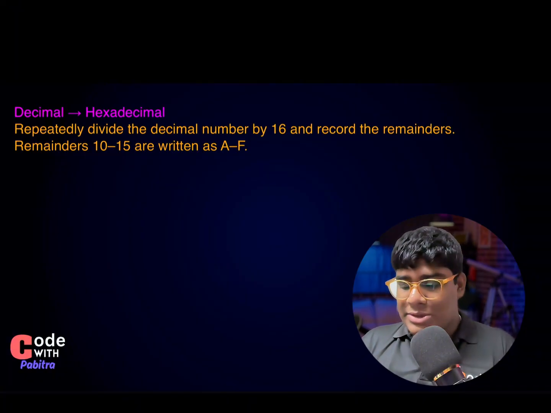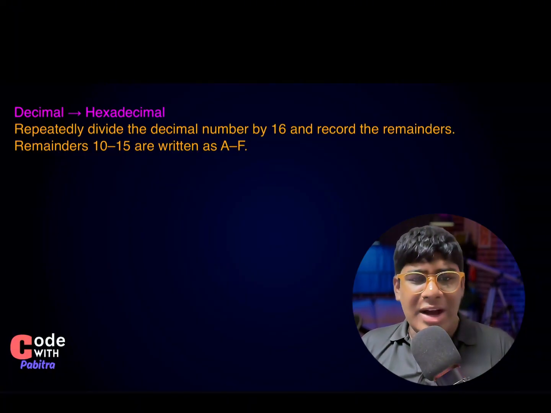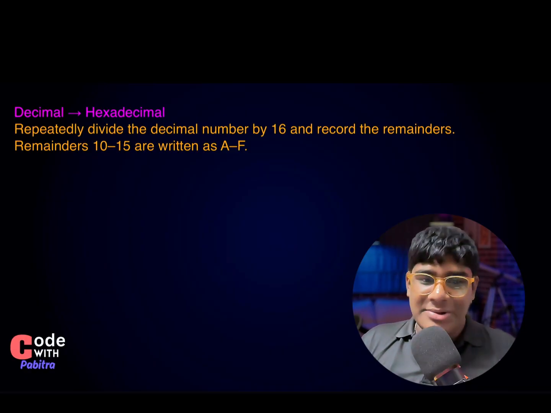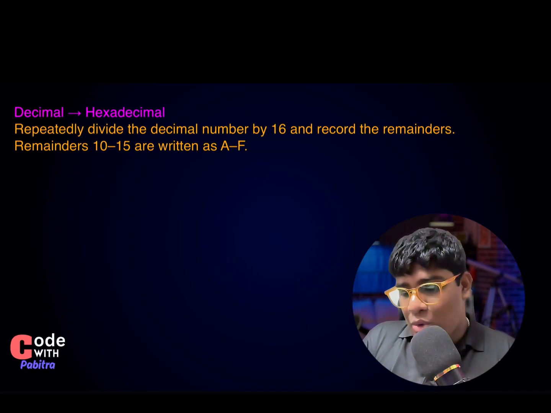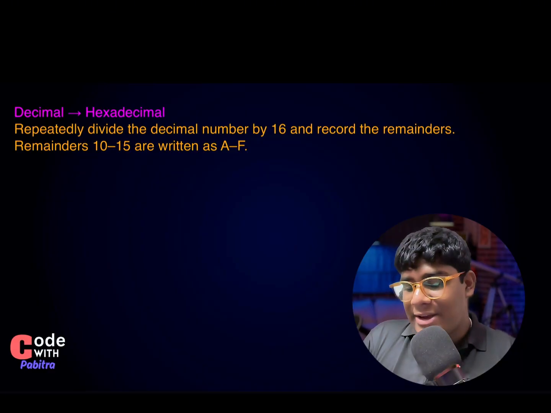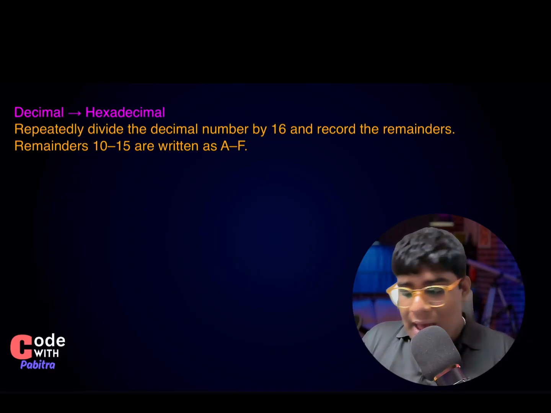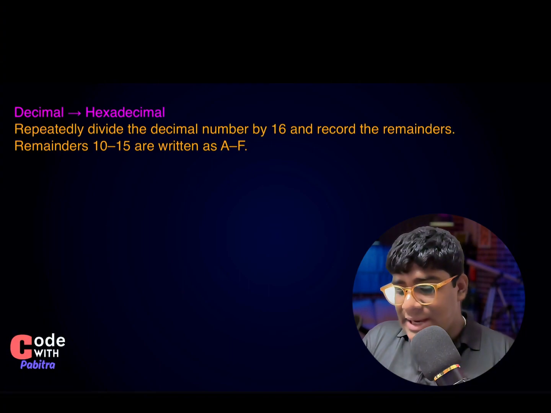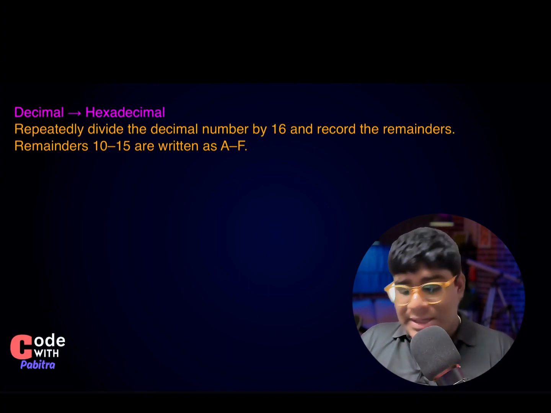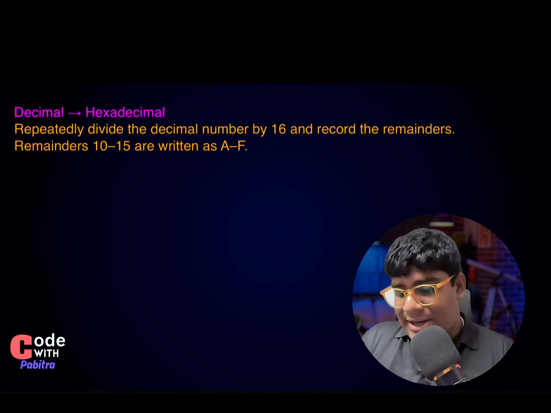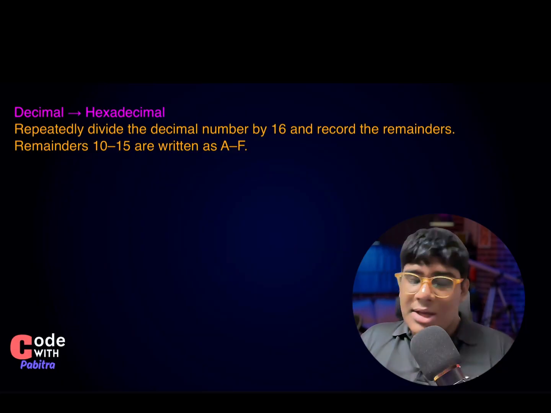So today we will talk about decimal to hexadecimal conversion. Hexadecimal numbers are used to represent a large binary number in a shorter and an easier form. They are commonly used in programming, memory addresses, web colors, and computer systems. So let's discuss the method of decimal to hexadecimal conversion.